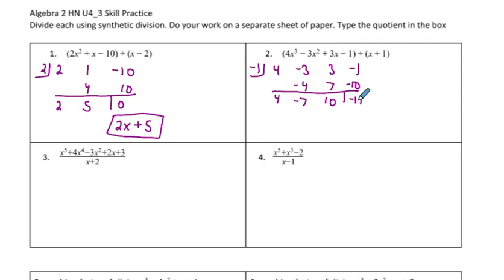All right, and so we can write our quotient here. We have 4x squared minus 7x plus 10 minus 11 divided by x plus 1. All right, let's get a box around that.